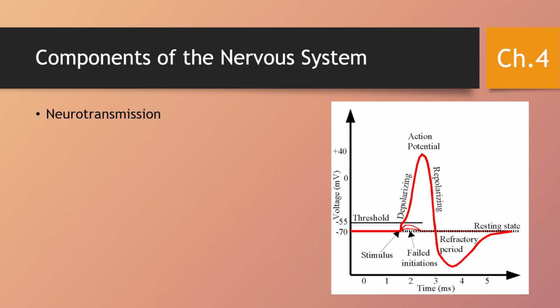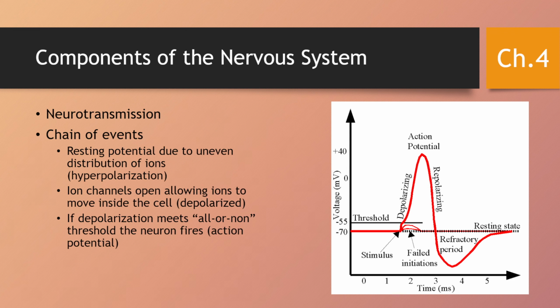You can see on the right-hand side this graph showing how the voltage in the neuron changes to get to a point where it can fire. We see this chain of events that happens in order for the neuron to fire and send a signal. We start off at this resting potential, a neutral state where the neuron is not firing. This happens because there's an uneven distribution of ions in that neuron.